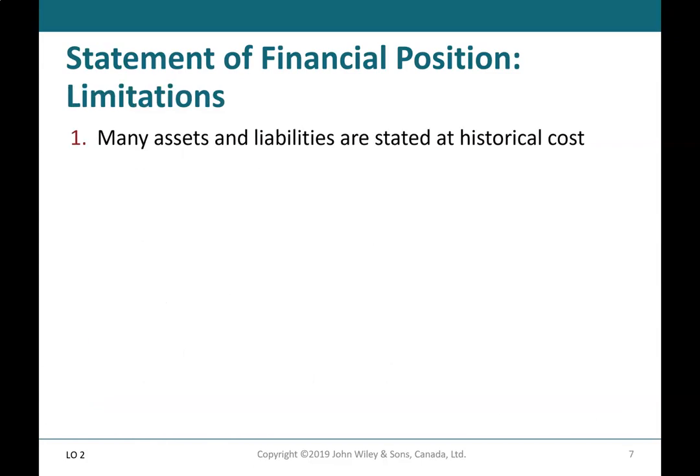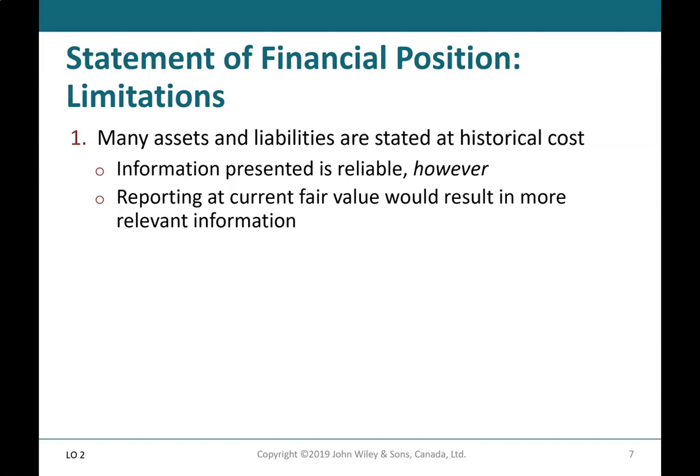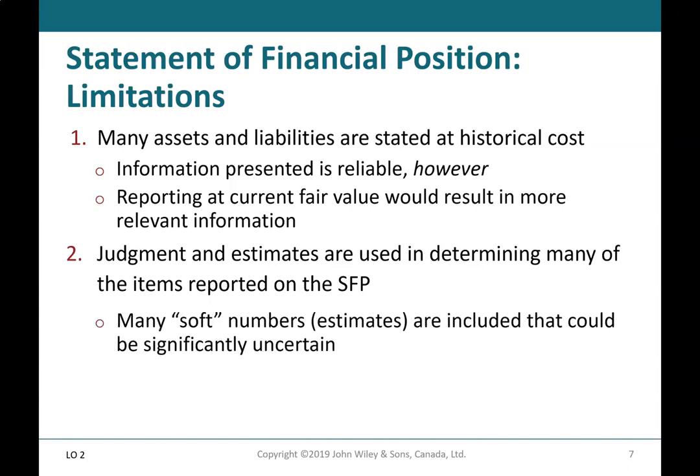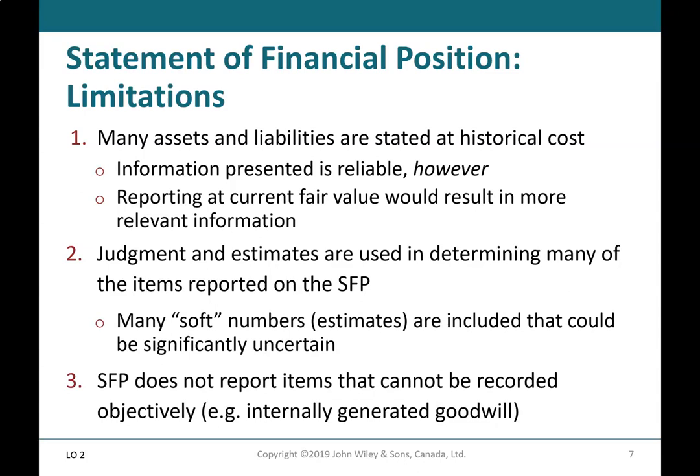Statement of financial position limitations. 1. Many assets and liabilities are stated at historical cost. Information presented is reliable. However, reporting at current fair value would result in more relevant information. 2. Judgment and estimates are used in determining many of the items reported on the SFP. Many soft numbers, or estimates, are included that could be significantly uncertain. The SFP does not report items that cannot be recorded objectively, for example, internally generated goodwill.